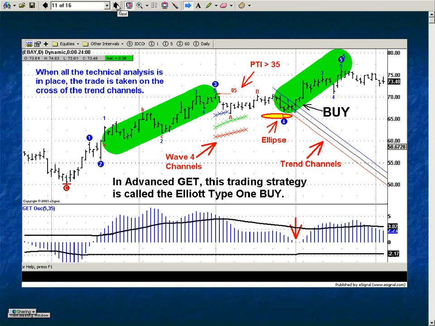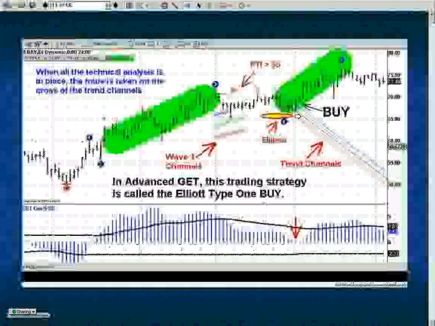When you combine all the technical analysis in place, the trade is taken on the crossing of the trend channels, as one example. In Elliott wave, this trading strategy is called the Elliott wave type 1 buy. We held the wave 4 channels. We have a PTI greater than 35. We have the ellipse study come into time and price right at the end of wave 4. We have an oscillator that pulls back to 0. And we have a crossing of the regression trend channel. We buy the 5th wave.